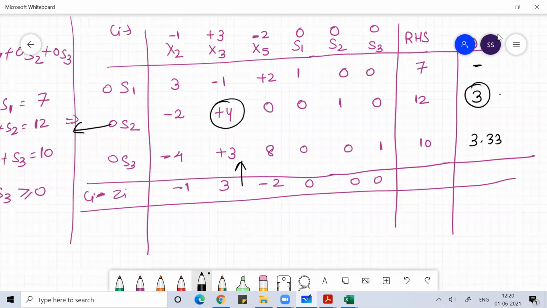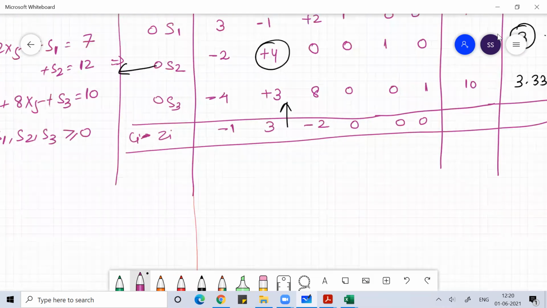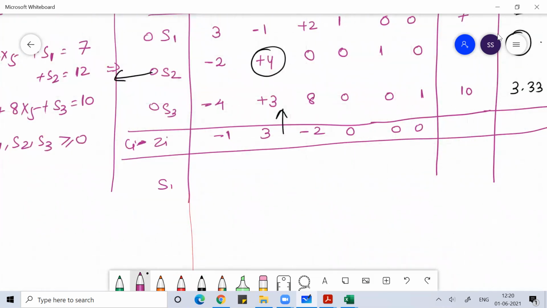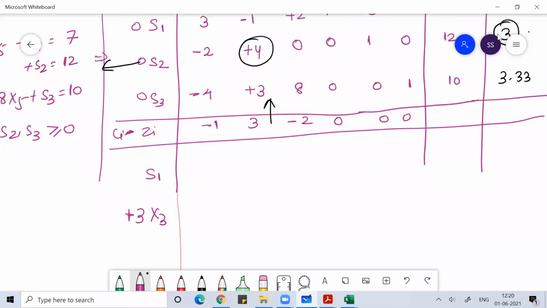Once you're done with that, you know that here you have S1, then you have X3. X3 has the coefficient +3, not -3, because you change the sign. So you can write this as -1 by 2, -2 by 4, then 1, then 0, 0, then 1 by 4, 0, and then 3.